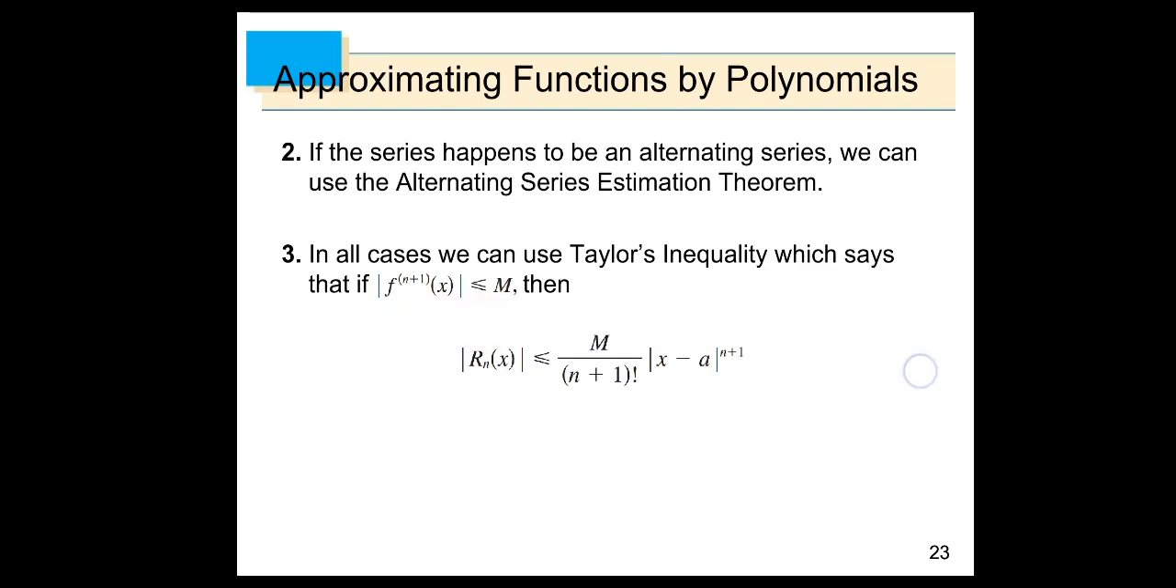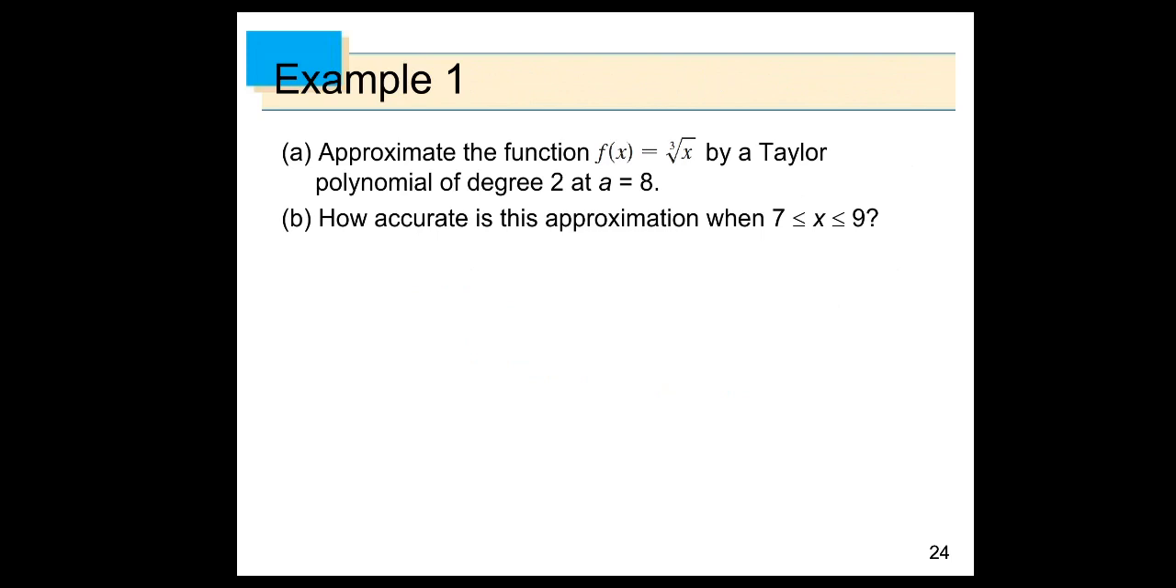This holds whenever the absolute value of f to the n plus 1 of x is less than or equal to M. Now we have example number 1, where we can apply Taylor's inequality theorem. There are two parts. First, approximate the function f of x equal to the cube root of x by a Taylor polynomial of degree 2 at a equal to 8. Second, how accurate is this approximation when x is greater than or equal to 7 and less than or equal to 9? So, heading to the solution.